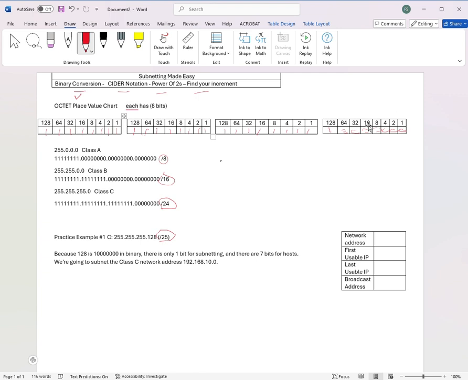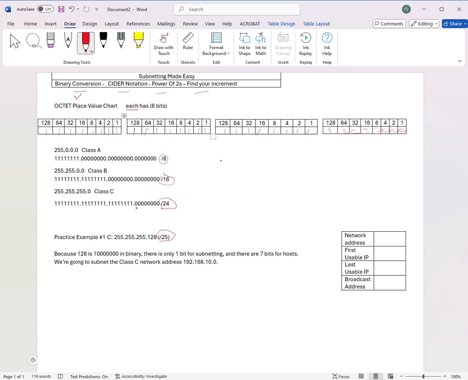Okay, now that's what we're talking about when we say a CIDR notation. We're just counting the number of network bits, right? We're counting the number of network bits, and they may increase beyond their default class, and we perform subnetting to increase the network bits and to divide them. Okay?